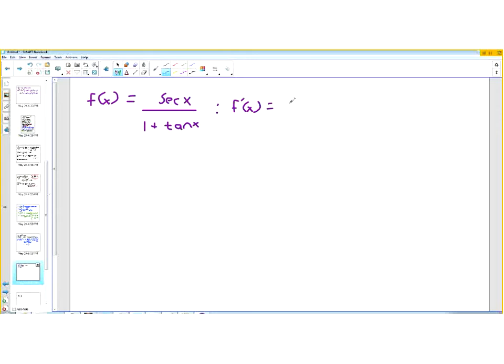is equal to the bottom function times the derivative of the top function, so that would be secant x tan x, minus the top function times the derivative of the bottom function, which is simply secant squared x, divided by the bottom function squared.